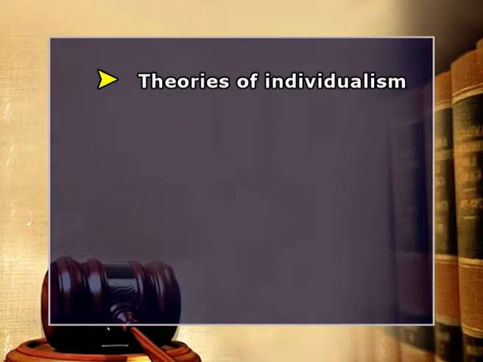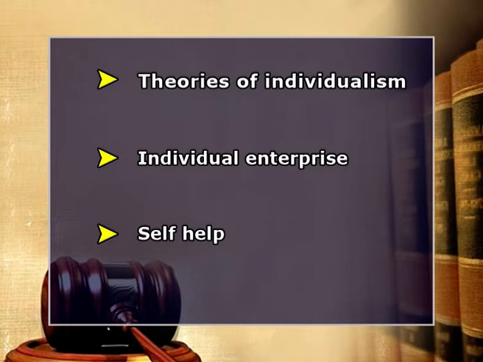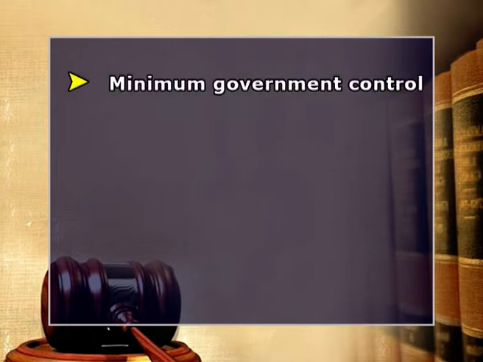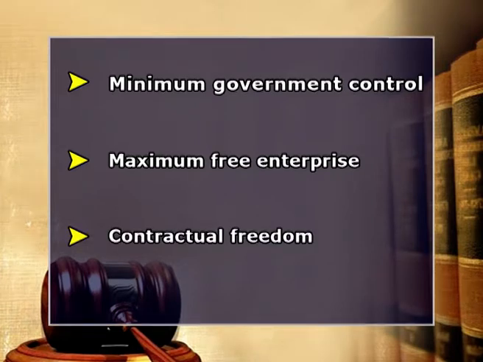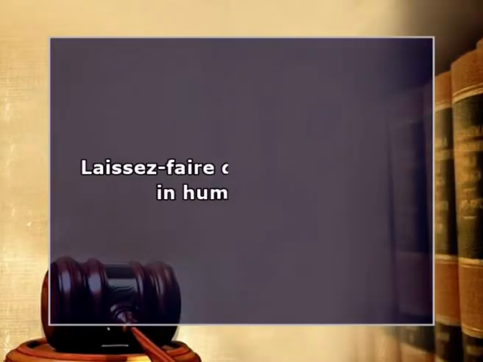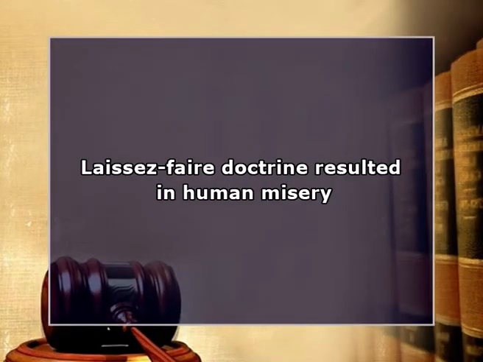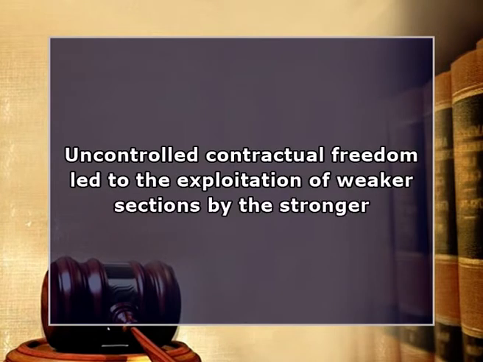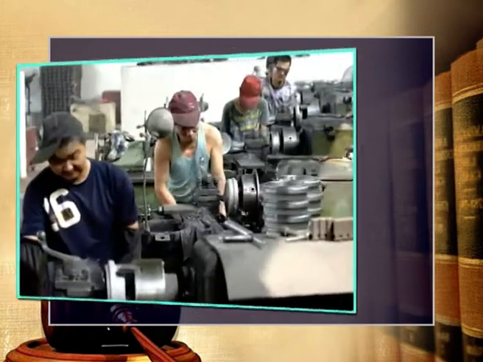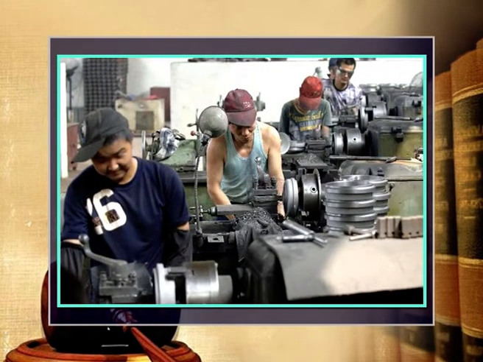The ruling gospel of the 19th century was laissez-faire, which manifested itself in the theories of individualism, individual enterprise, and self-help. The philosophy envisages minimum government control, maximum free enterprise, and contractual freedom. It was an era of free enterprise. But laissez-faire doctrine resulted in human misery. It came to be realized that the bargaining position of every person was not equal, and uncontrolled contractual freedom led to the exploitation of weaker sections by the stronger, for example, of the labor by the management in industries.